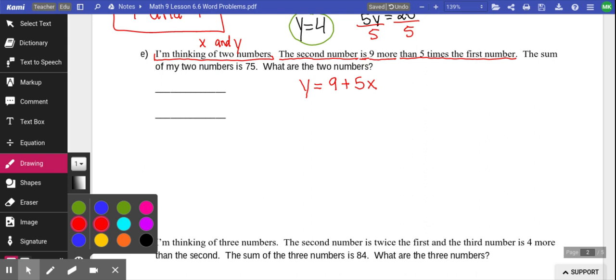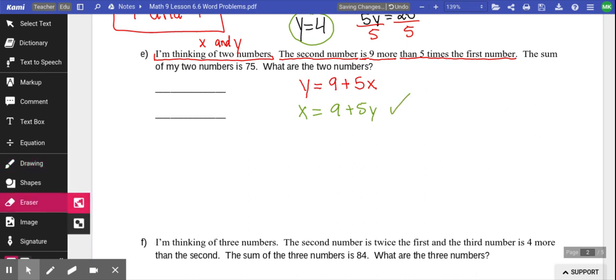I just built an equation from that first sentence. The second number is 9 more than 5 times the first number. If you have it as x equals 9 plus 5y, you're also correct. That's fine. You're just saying that x is the second number and y is the first number, and that's fine.